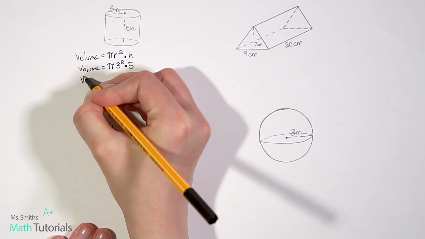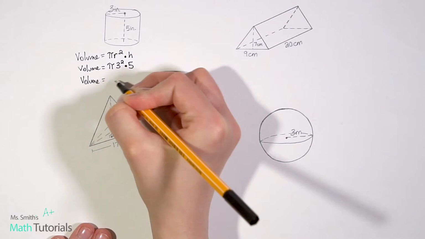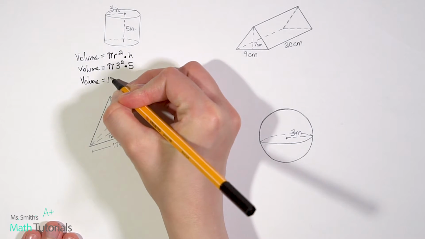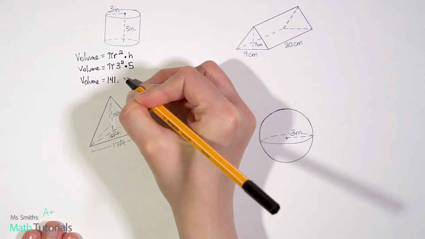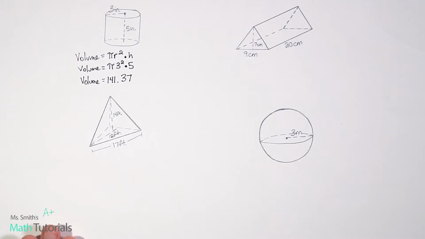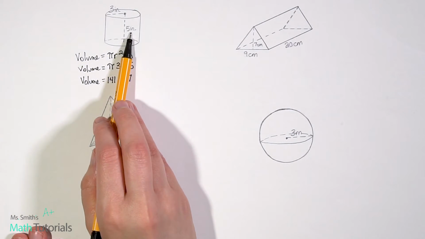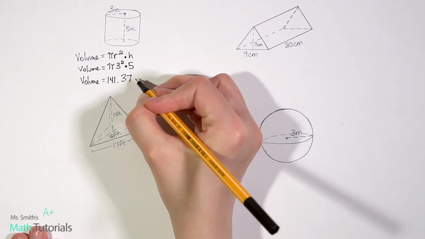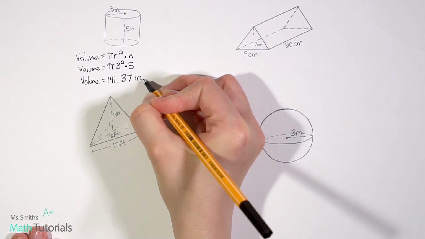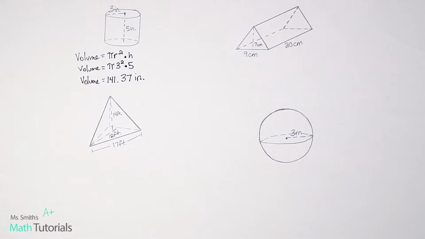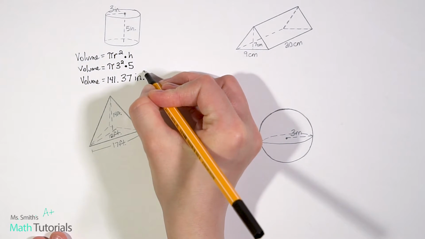So our volume, 141.37. Now, it's always important that we label, 141.37 what, right? So in this case, we're working in inches. So we would want to say inches, and then this is so important. Because it's a 3D shape, we call it inches cubed.